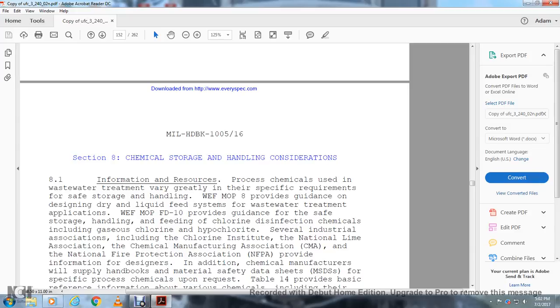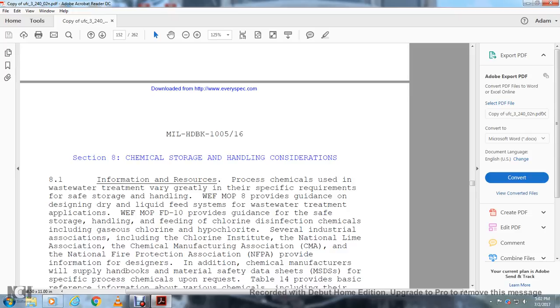Alright, Military Handbook 1016, Section 8, Chemical Storage and Handling Conservation. This is mostly filled with charts, so I'm just going to read the sections and skip the charts. If you wish to, you should download this page, print it yourself, and read them.